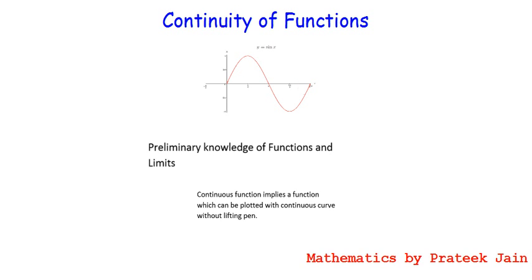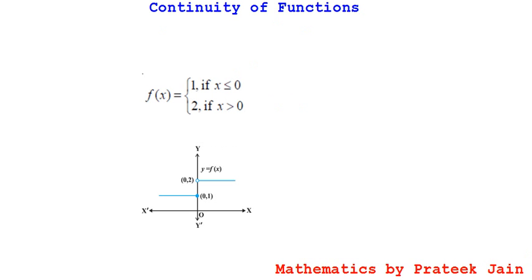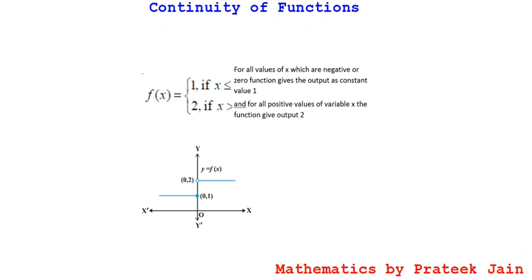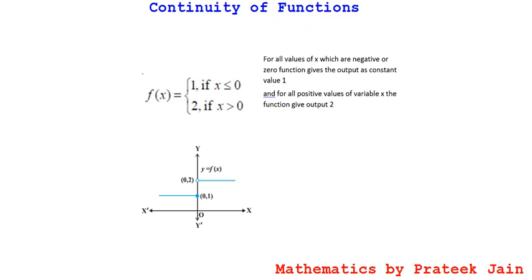Let's understand the continuity of function with another example. We have a function f of x such that for all values of x which are negative, that is less than 0 and equal to 0, the value of the function is f of x equals 1. For all positive values of x, the function has a value of f of x equals 2. Now we will try to plot this function on a graph paper.